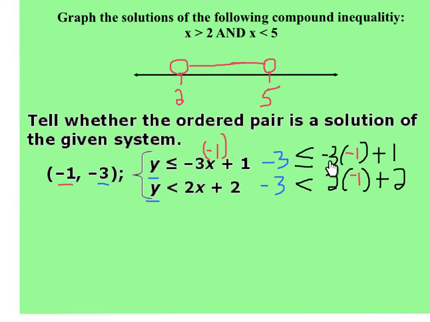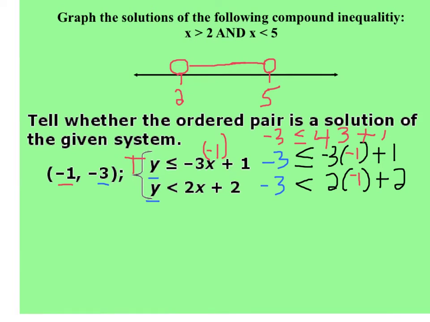So let's do -3 multiplied to -1 gives us a positive 3. And now I need to add the 1. So 3 plus 1 is 4. Now I'm going to check my inequality. And the inequality says that -3 is less than or equal to 4. Well, is -3 less than 4? Well, I would say yes, true. So the first statement is true.